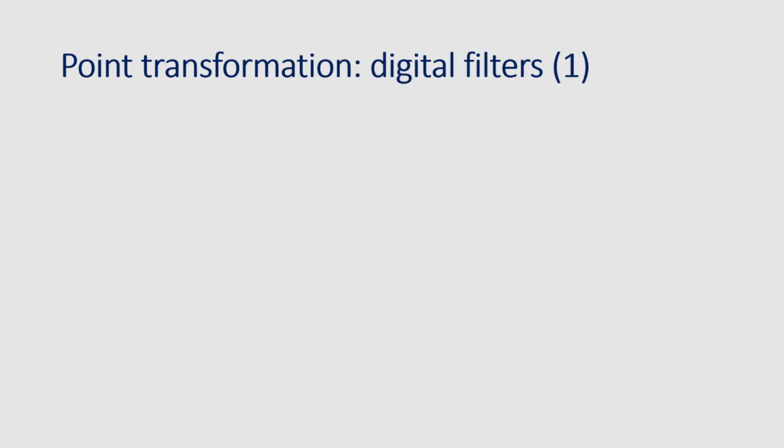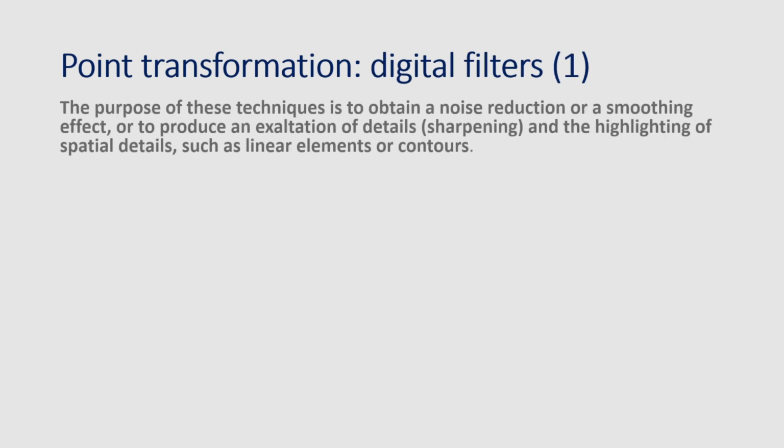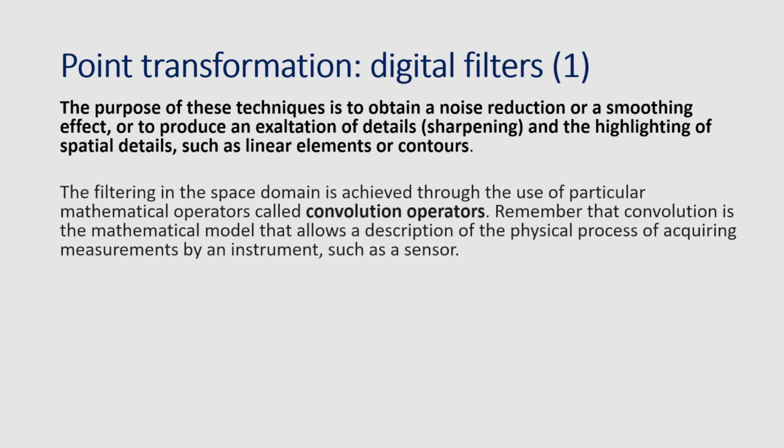Point transformation, digital filters. 1. The purpose of these techniques is to obtain a noise reduction or a smoothing effect, or to produce an exaltation of details, sharpening, and the highlighting of spatial details, such as linear elements or contours. The filtering in the space domain is achieved through the use of particular mathematical operators called convolution operators.